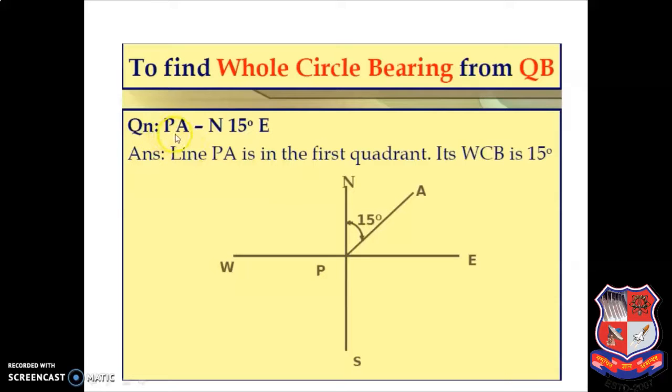The question is, if your line PA lies in the first quadrant, north 15 degree east, and you have to calculate what your WCB is. What is our rule of conversion? RB is equal to WCB. So line PA is in the first quadrant, so WCB is 15 degree. You just have to mention your answer this way: show the north direction, show this first quadrant, your line PA and 15 degree. So in both WCB and RB, your answer will be the same, 15 degree.